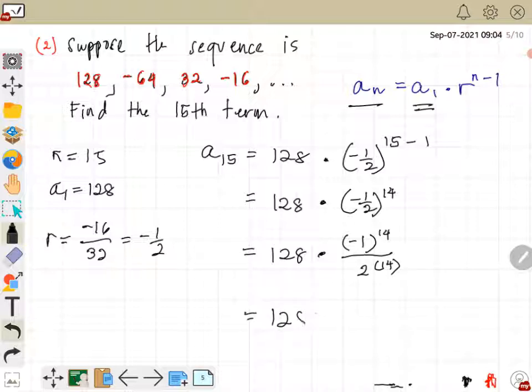By common sense, negative 1 raised to 14: if you keep multiplying negative 1 by itself 14 times, you'll get a positive 1. Then 2 raised to 14 is 16,384. Simplifying it further by dividing 128 by that, you'll have 1/128.